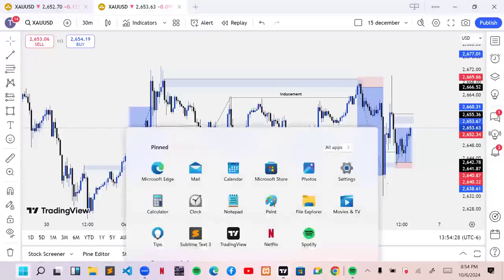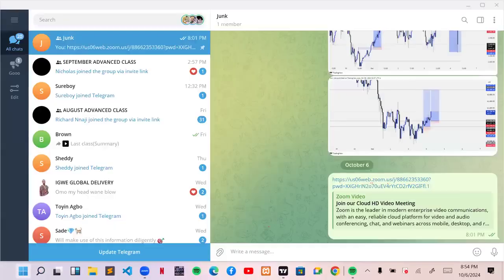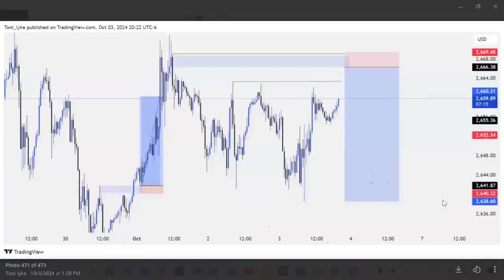So let me see if I can find the chart from when I made this analysis. See if I can find it. So this was the trade. Can you see? I saw my market structure shift, I saw my inducement, and I marked my order block. This was before NFP.